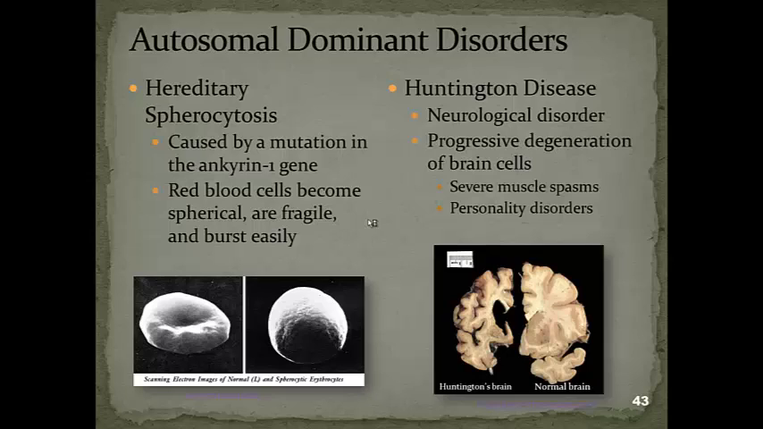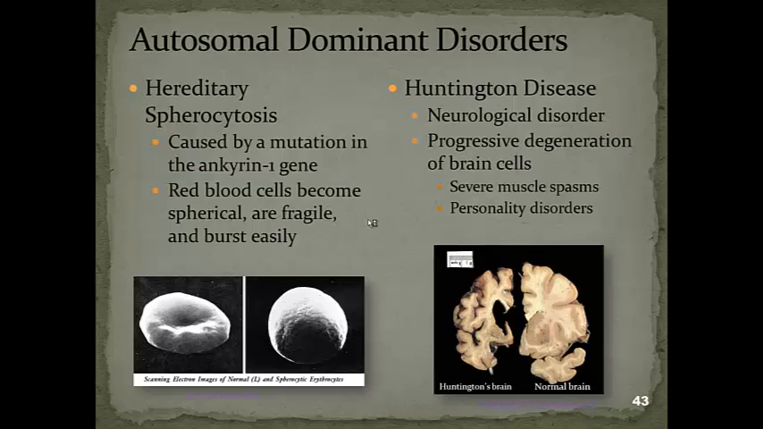Huntington's disease is nasty. It is also autosomal dominant. It's a neurological disorder, so it attacks your nervous system, and it's characterized by progressive degeneration of the brain. As the brain shrinks and disintegrates, you can see in the picture the normal brain on the right and the Huntington's brain on the left, how diminished it is. But as the brain degenerates, you wind up losing motor control, some muscle spasms, personality disorders, because so much of who you are is up in your brain. And as you lose your brain, you lose who you are.